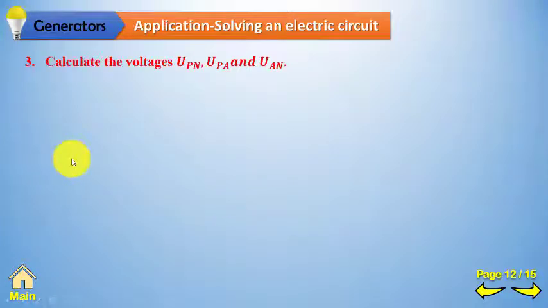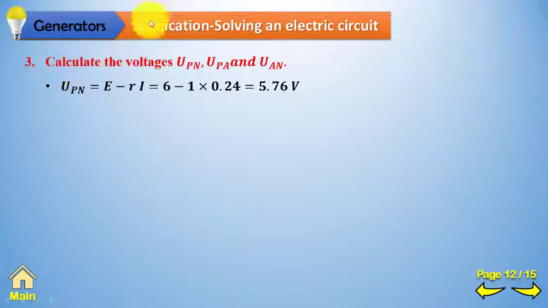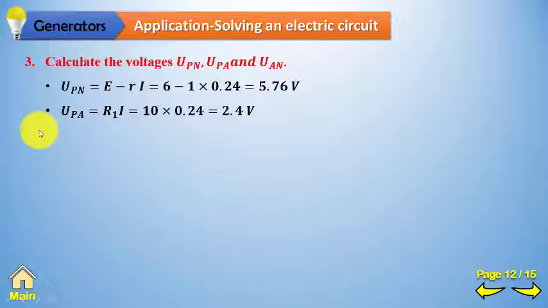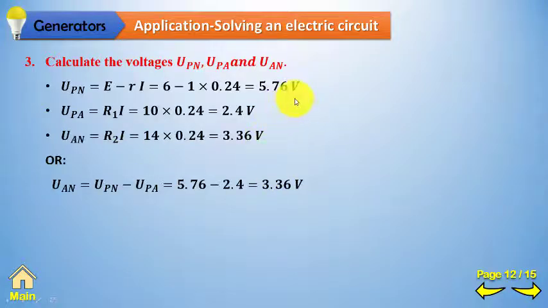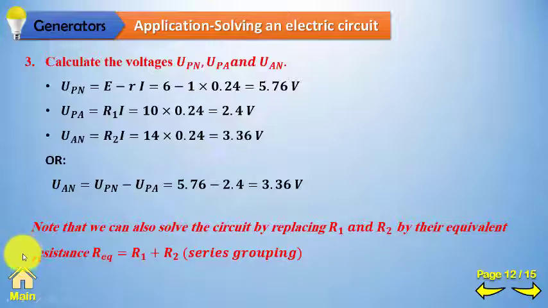Now you are asked to calculate the voltages UPN, UPA, and UAN. You will simply replace the intensity of the current you have obtained in the previous part in the equation of Ohm's law of a generator and the two resistors, and you will obtain these values. Try them by yourself. In the final step, you can calculate UAN as equal to UPN minus UPA. Note that we can also solve the circuit by replacing R1 and R2 by their equivalent resistance R equivalent, which is equal to R1 plus R2 in this case.